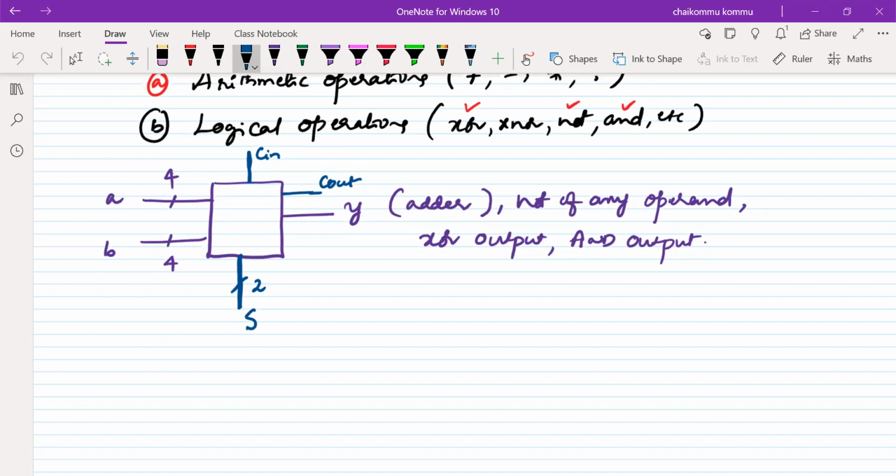So that is the overview of this particular ALU subsystem. Now let us consider what is inside of this one again.